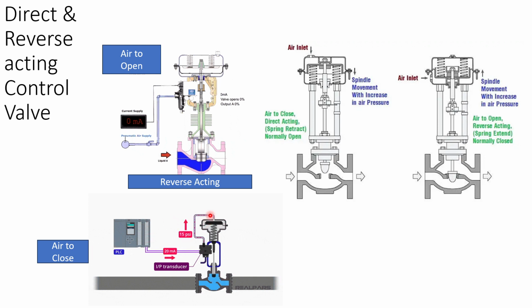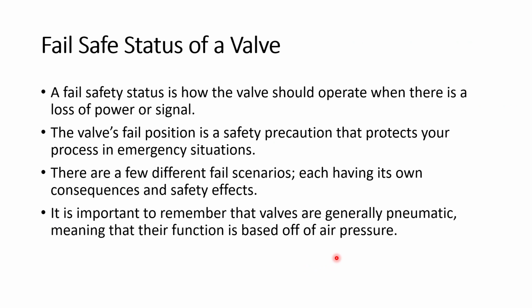Here, you see, we can see it. This is an air to close valve, and this is an air to open valve. You can see on the top one, when the valve is going up, air is opening, air is going from the bottom, and the flow is taking place. While in this diagram, when the air is going to 15 psi, it is closing the valve. So it is air to close or direct acting type of valve.